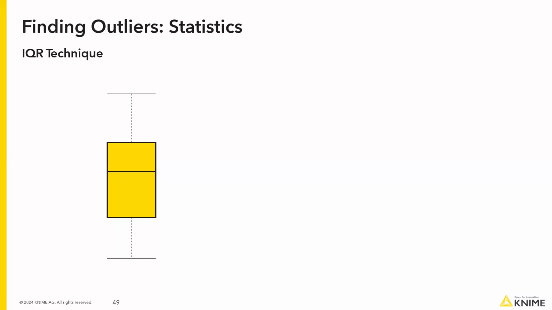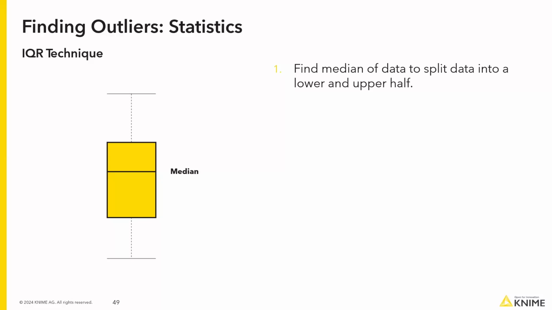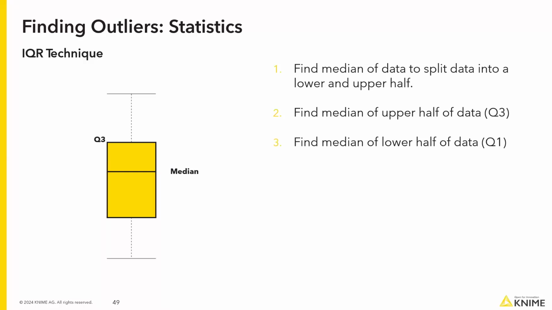And how does it work? So you select one column in which you want to detect the outliers and find the median of the data that splits the data into a lower and upper half. So this is the box plot. This would be your median. And then you also find the third quartile and the first quartile. The third quartile would be the median of the upper half of your data, and the first quartile would be the median of the lower half of your data.